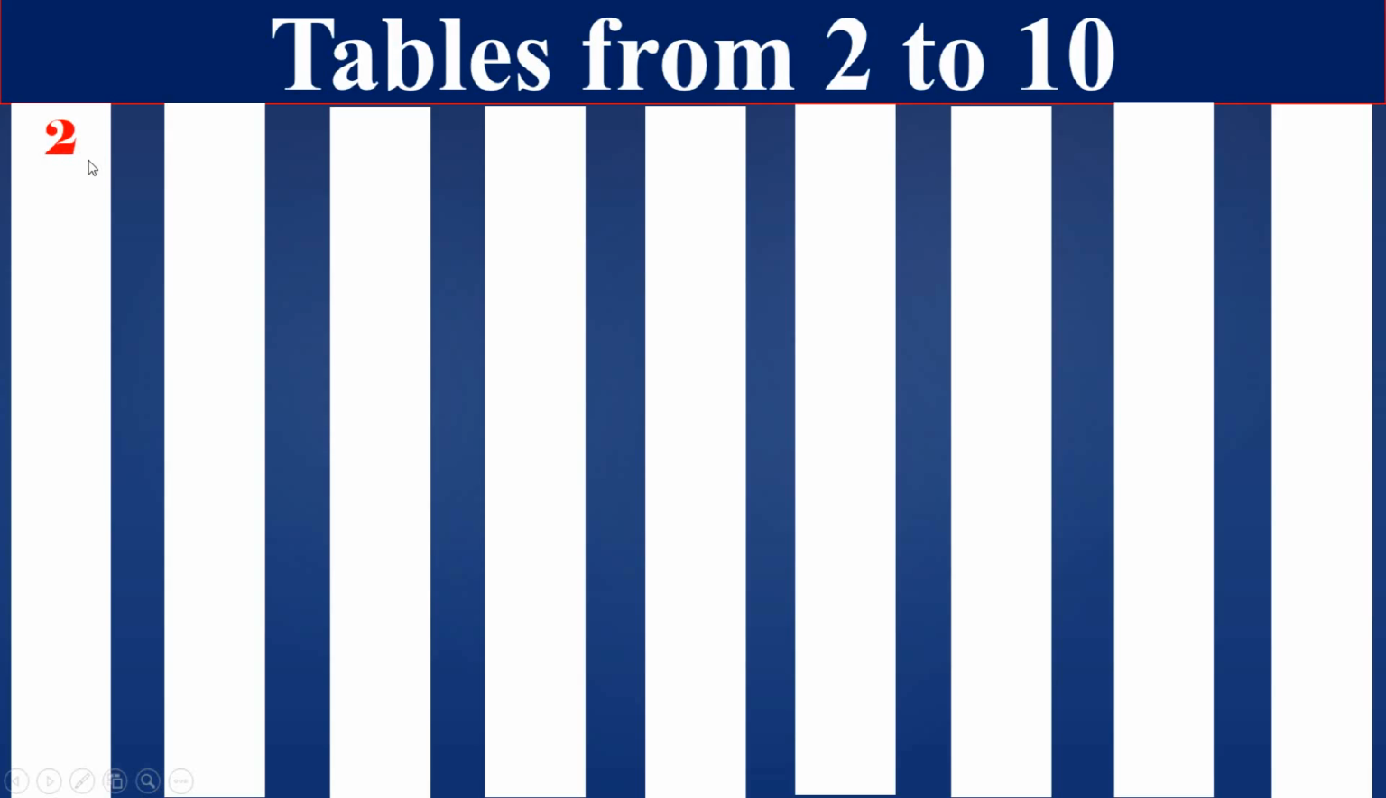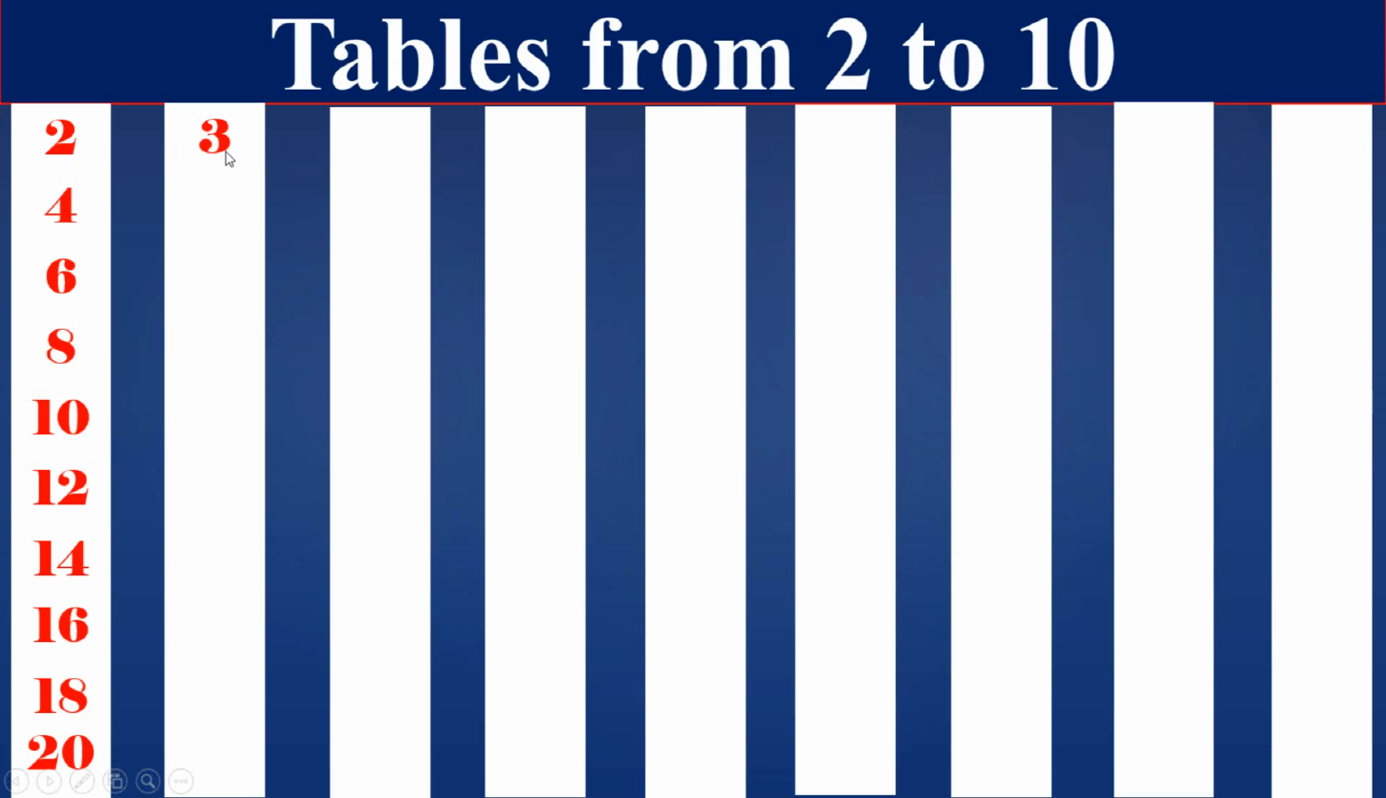2 times 1 is 2. 2 times 2s are 4. 2 times 3s are 6. 2 times 4s are 8. 2 times 5s are 10. 2 times 6 are 12. 2 times 7s are 14. 2 times 8s are 16. 2 times 9s are 18. 2 times 10s are 20.